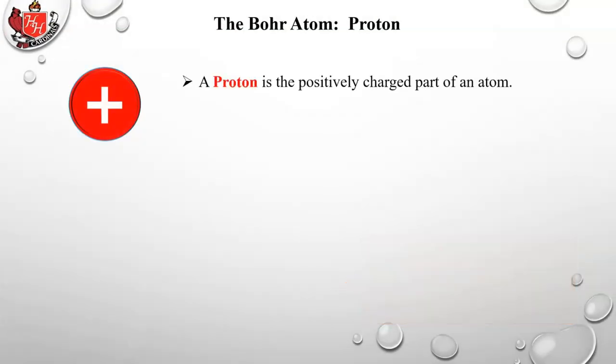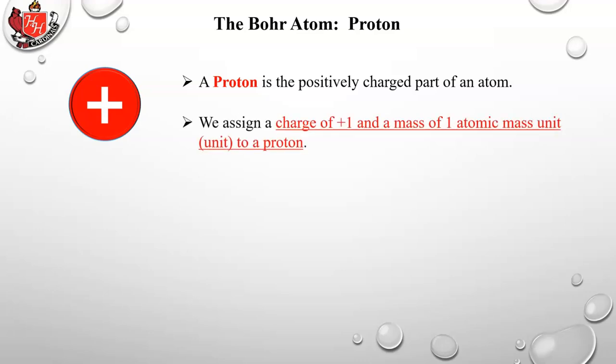So a proton is the positively charged part of an atom. We assign a charge of +1. We don't use that scientific notation number you just saw. We just simply call it a +1. And we say that the mass is 1 atomic mass unit.